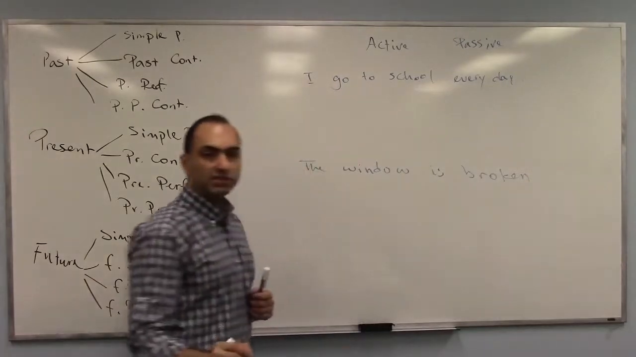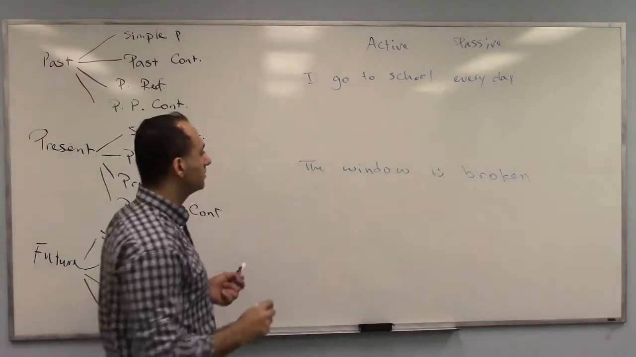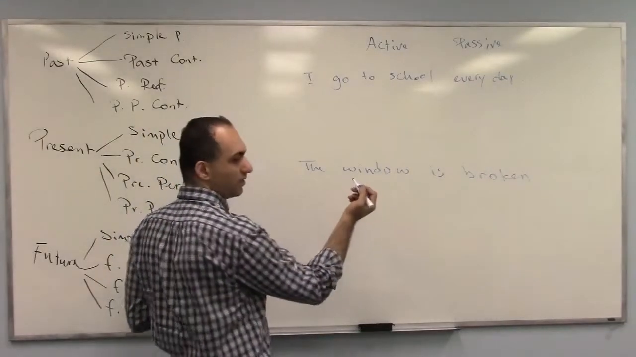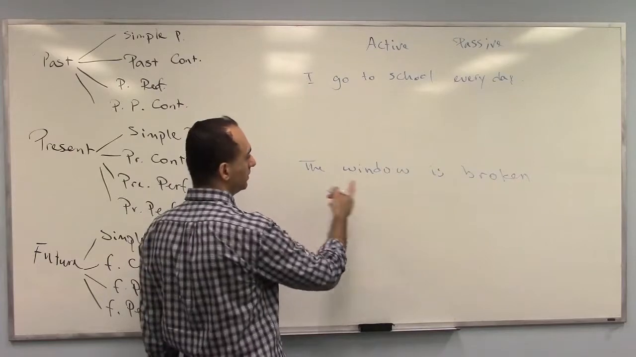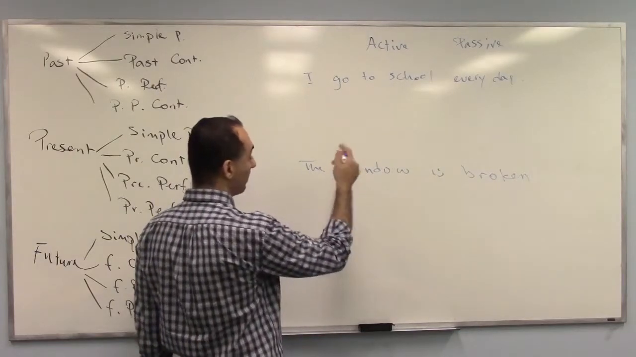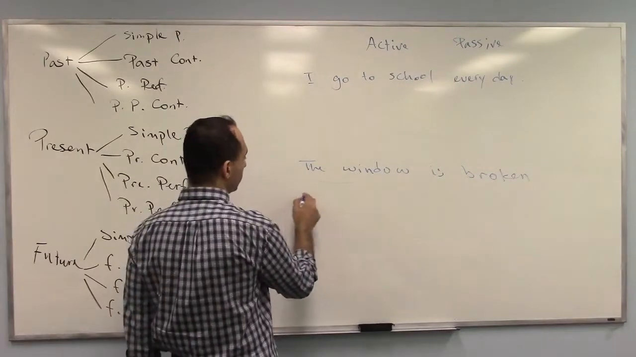Why is it a passive sentence? Because we don't have the... Do we have the object in the sentence? No. The window is broken. Do we have the subject? The person who broke the window? No. Usually no subject.